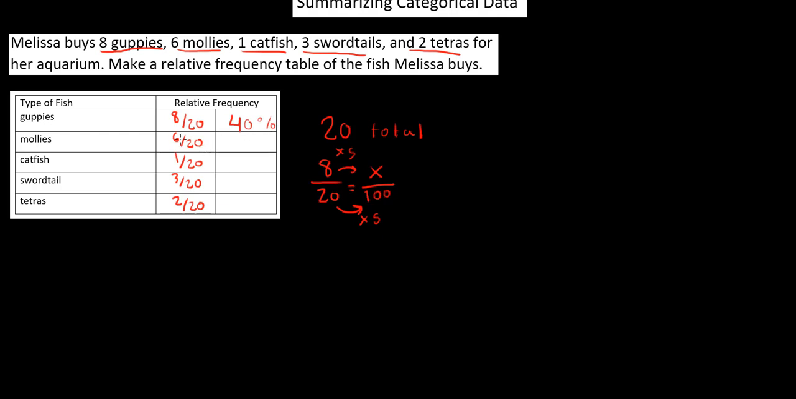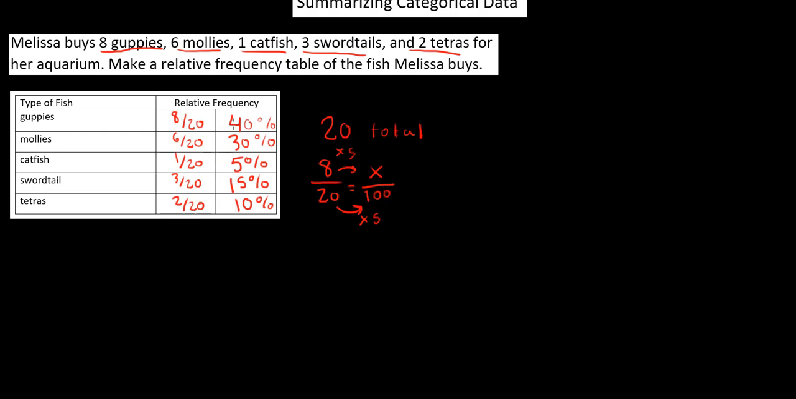And then following that same pattern, I'm just going to multiply everything by 5. 6 times 5 is 30, so this is going to be 30% that are mollies. 1 times 5 is 5, which is 5% that are catfish. 3 times 5 is 15, so 15% are swordtails. And then 10%, 2 times 5 is 10, is going to be tetras.